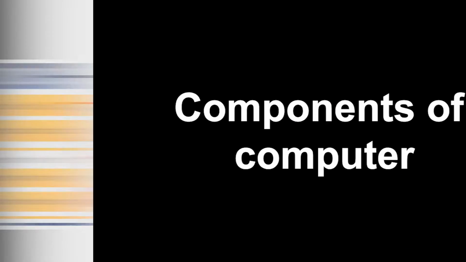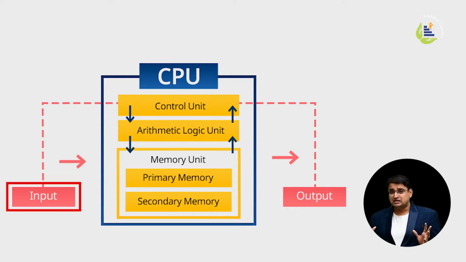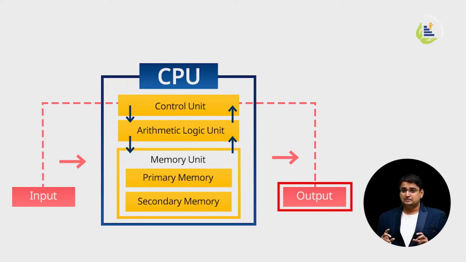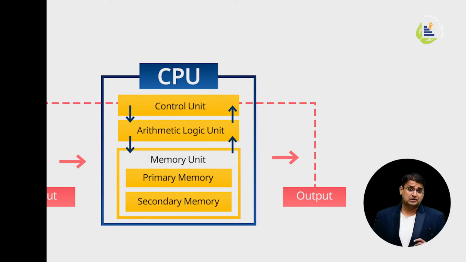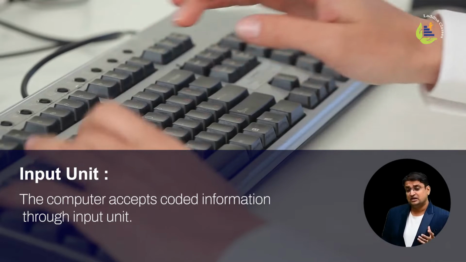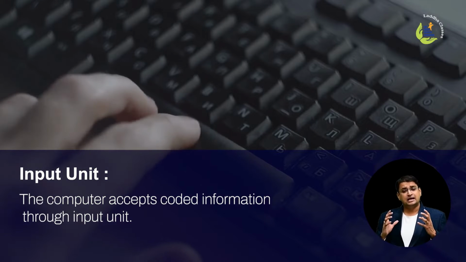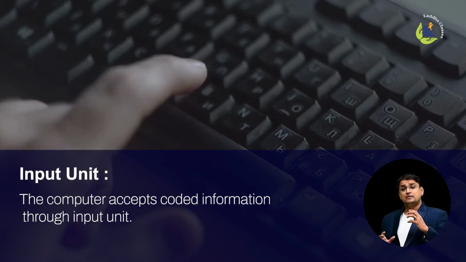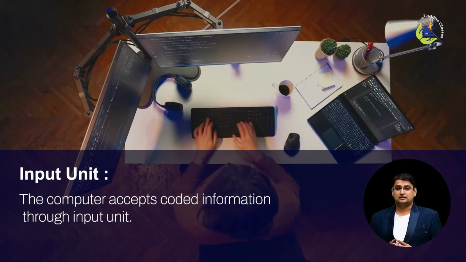Components of computer. A computer consists of following three main components: input output unit, central processing unit, memory unit. Input unit. The computer accepts coded information through input unit by the user. It is a device that is used to give required information to the computer, for example, keyboard, mouse, etc.